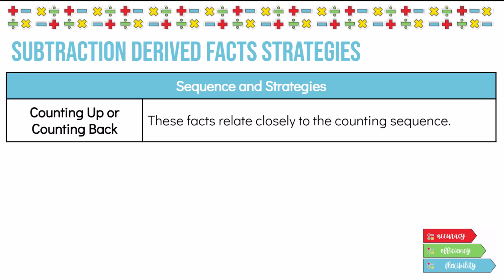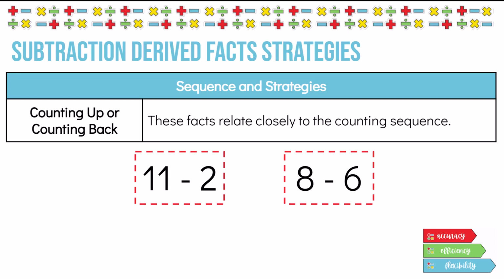Now, let's focus on a few subtraction-derived facts strategies. The first is called counting up or counting back. Although counting methods are generally not most efficient, there are exceptions. Let's consider the math fact 11 minus 2. We can actually solve this efficiently by simply counting back from the minuend, or in this case, the 11. Conceptually, this connects to subtraction as takeaway. So if I start at 11 and I subtract 2, I can get 9, so I can count back.